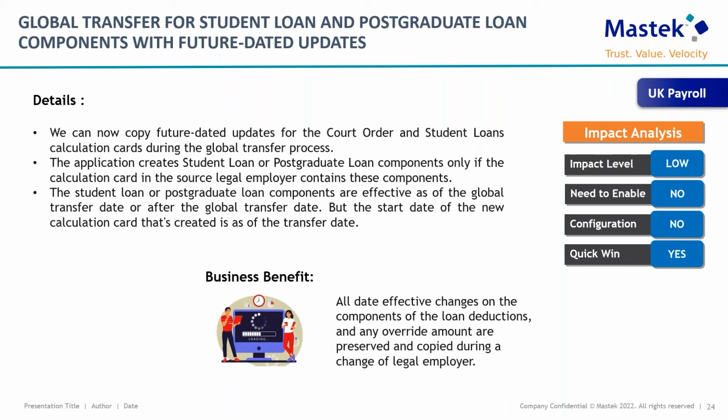Global transfer for student loan, postgraduate loan component with future dated update. So this is mainly for UK payroll. Now whenever we do any global transfer and there is any future student loan or postgraduate loan attached to an employee, it will automatically go with that global transfer. Earlier we had to attach that student loan or postgraduate loan again once the transfer was done. But now when you do the transfer, the system will automatically move all the data for student loan and postgraduate loan from the last assignment or last employment record to the new record.